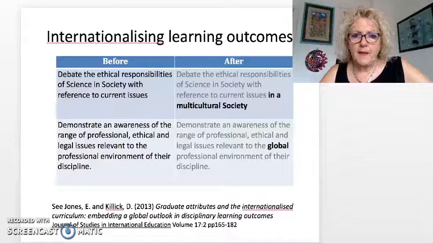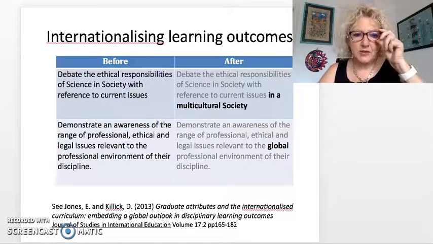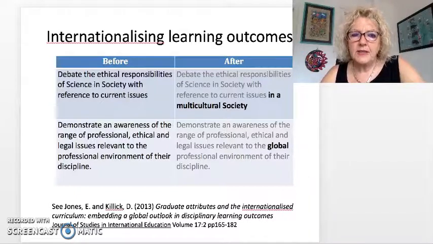So we got a group of academics together who were from all different subjects across the university, and we looked at their learning outcomes to decide how we might change them to make them more internationalized. I think this is a really important point. We shouldn't be thinking about adding an international learning outcome. We should be thinking about changing what we already do, embedding it into an existing program.